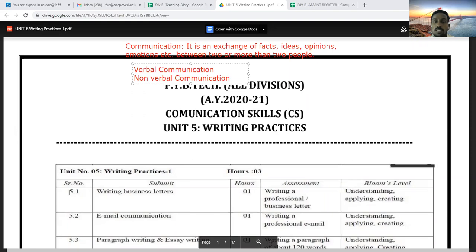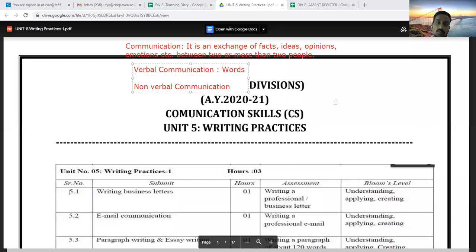In verbal communication, we talk about the exchange or communication that we do with the help of words. So what is verbal communication? The communication in which we use words. This may be in any form. Right now I'm communicating with you, I'm talking to you. How am I communicating? I'm communicating with the help of words. So this is called verbal communication, where words are used to express emotions, feelings, etc.